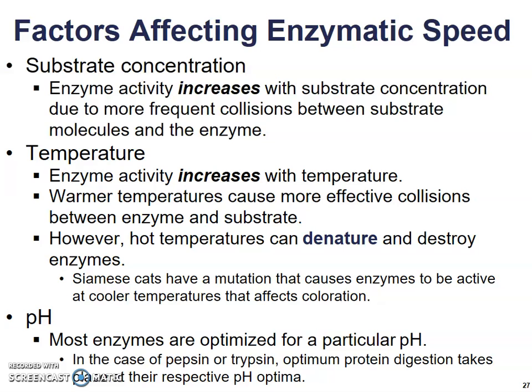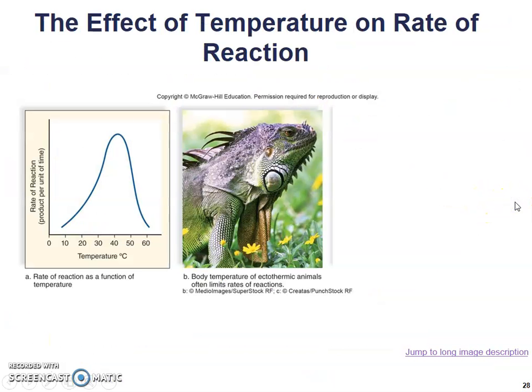pH can also influence the rate that enzymes act. In the case of pepsin or trypsin, optimum protein digestion takes place at the respective pH optima. So they have a range of pH where they work the best.